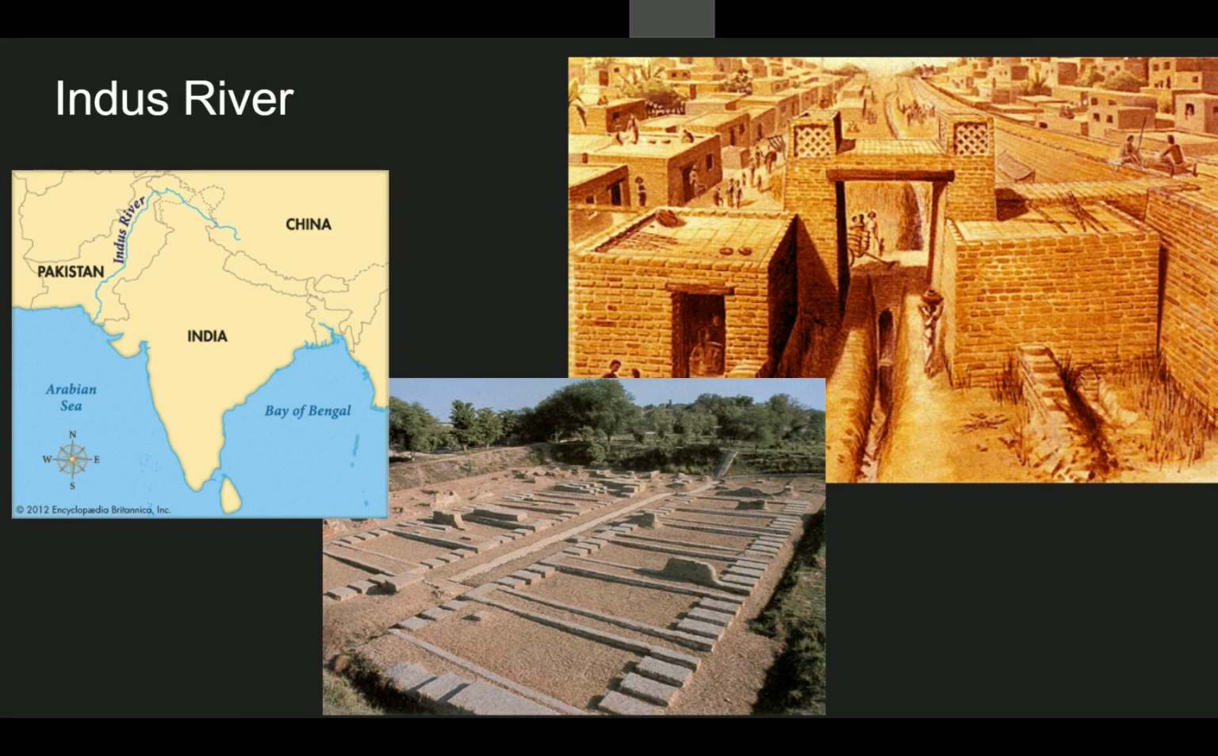So the Indus River had flowed through this area. This area, particularly Mohenjo-Daro and Harappa, were in use for around 500 years. These civilizations thrived. They were pretty much abandoned by 1900, 1800. We're not sure why. Perhaps warfare.